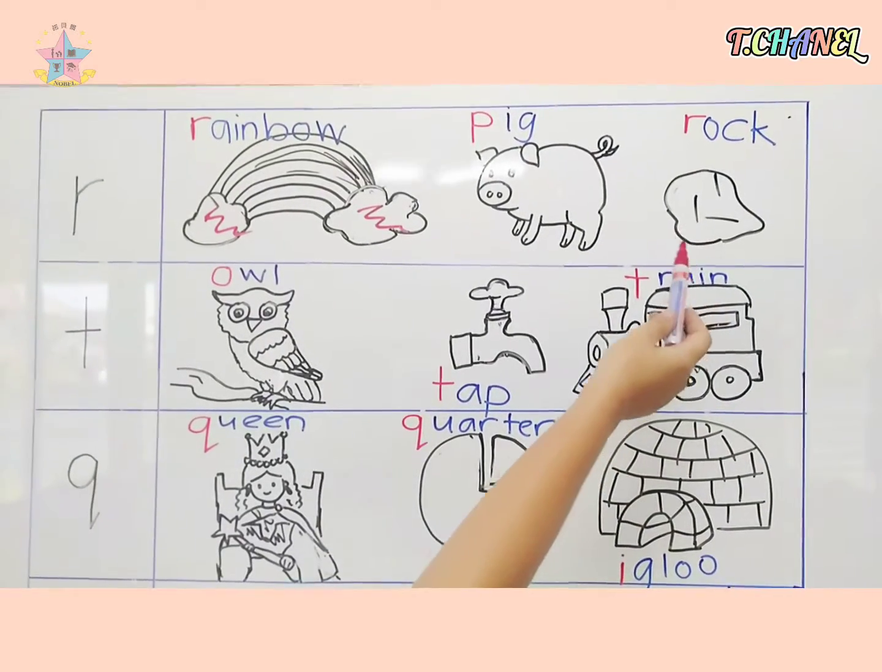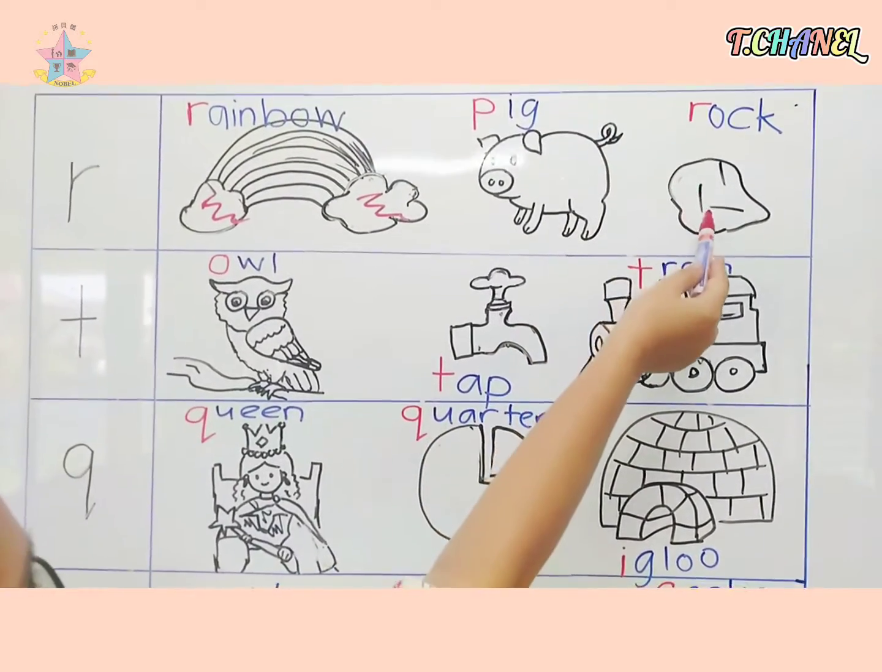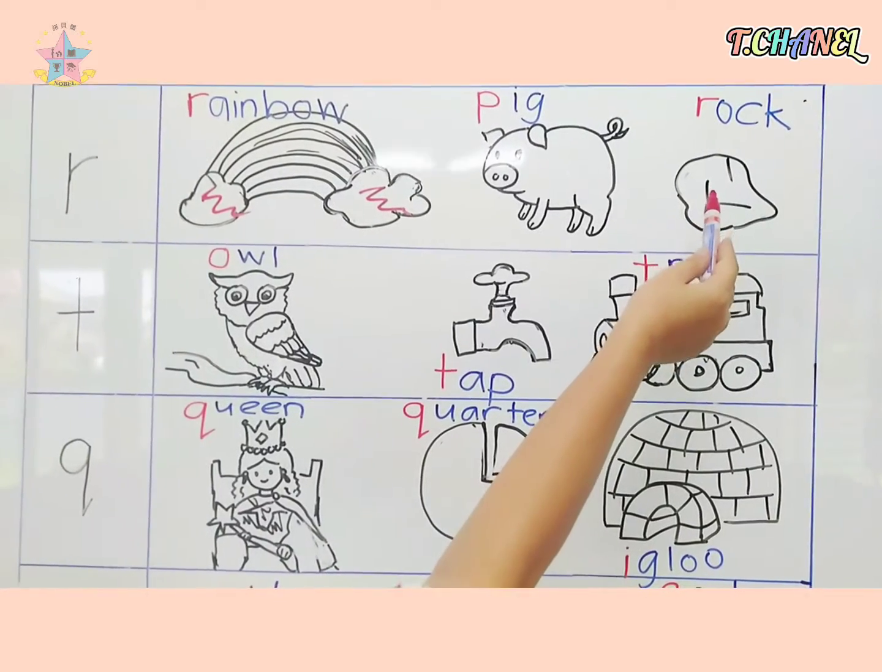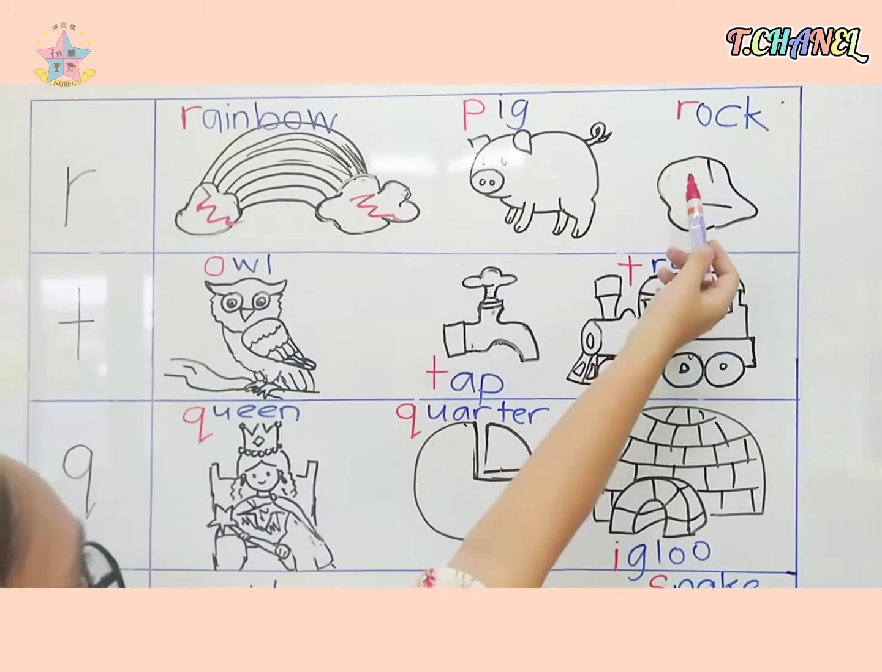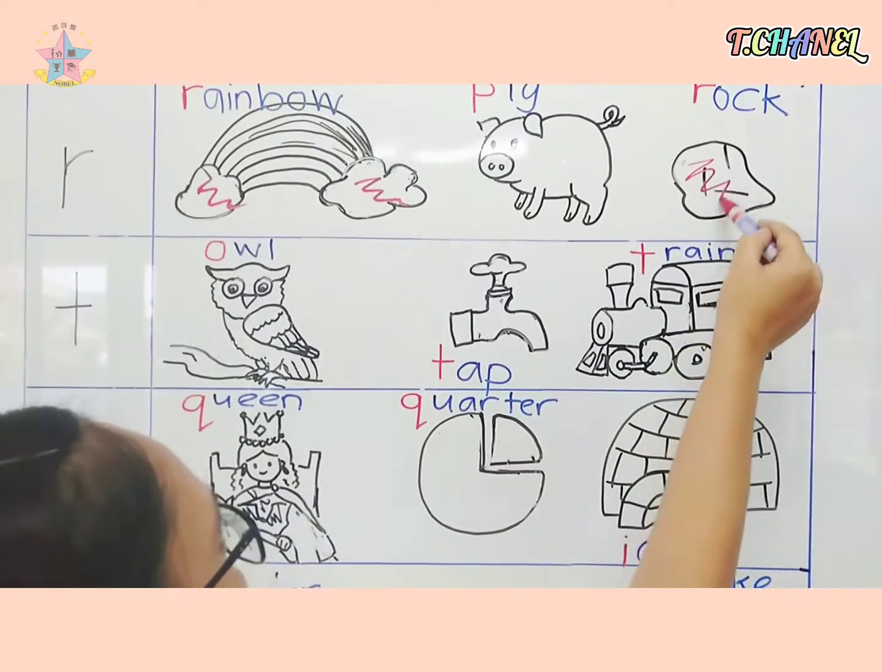Okay, what picture is this? This picture of rock. R, rock. R, rock. Okay, children, is this letter R? Yes. Color the picture.